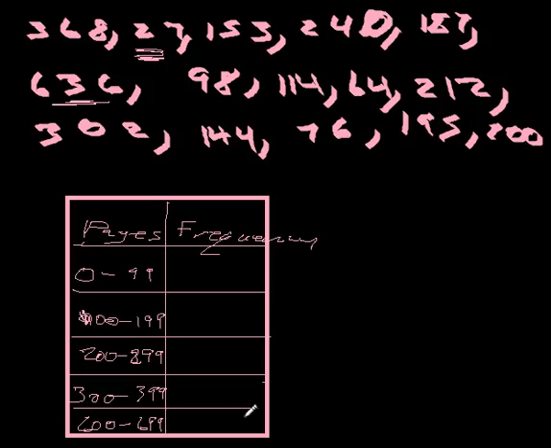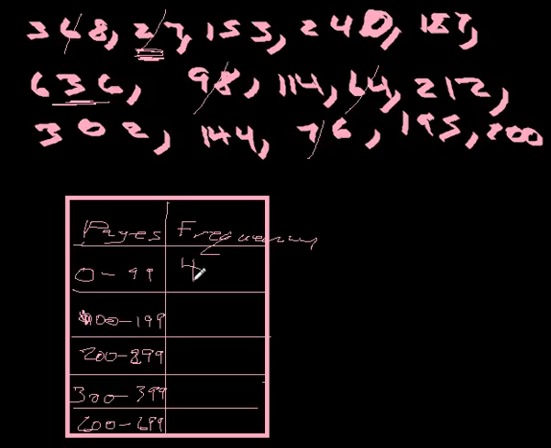So from here I've got my frequency table, and the next thing that I want you to do is, we're going to look at the list and say, well, what do I have here as values? So let's see. I'm going to look at all my values here. Everything from 0 to 99, let's count that. Well, I have 1, 98, okay, that's 2. 64, that's 3. 76, that's 4. So I got 4 values, or 4 different people read between 0 and 99.